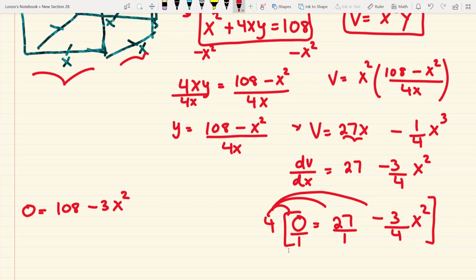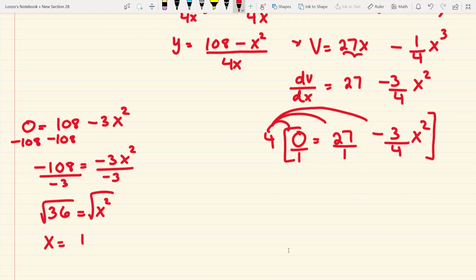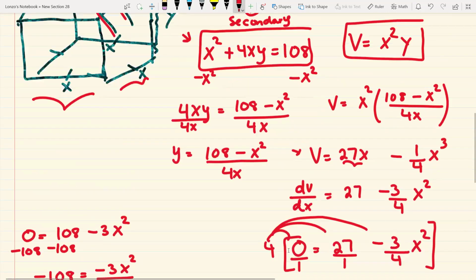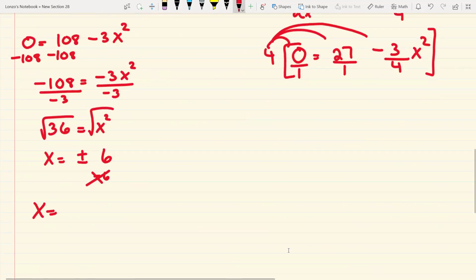Okay. Then I'm going to solve for x. So I'm going to subtract 108 from both sides. You get negative 108 equals negative 3x squared. I'm going to divide both sides by negative 3, and I get 36. Take the square root of both sides. You get x equals plus or minus 6. It wouldn't make sense for our length to be a negative value, right? So I think it's best to use the positive 6.